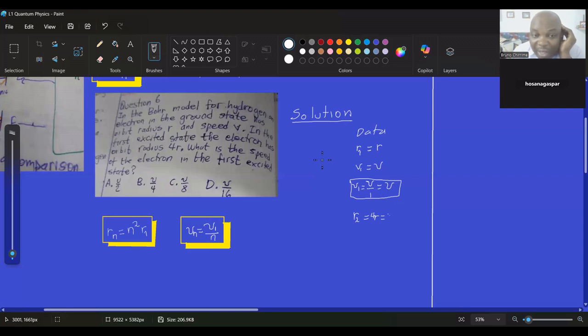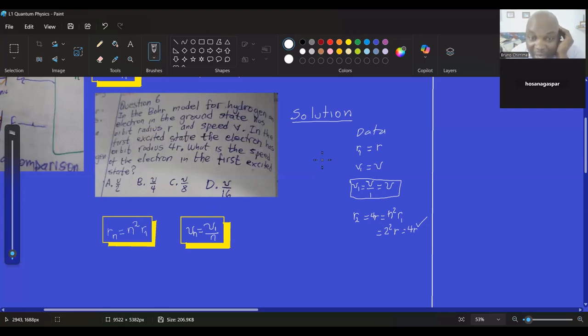So listen, what I understand is the question tells you that R2 is 4R, but of course you could also confirm that 4R should be equal to n squared times R1, which in this case for R2 will be 2 squared times R1. What is R1? R1 is R. So 2 squared is 4. Excellent. So indeed that's correct. You tick, it confirms, right? You follow?